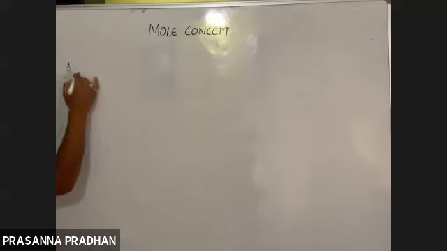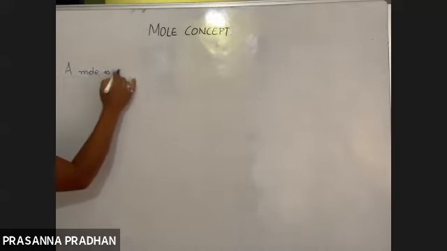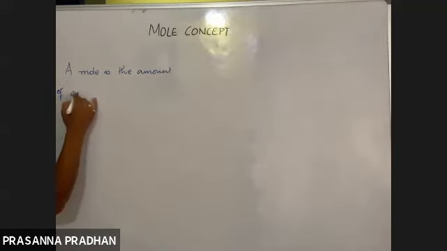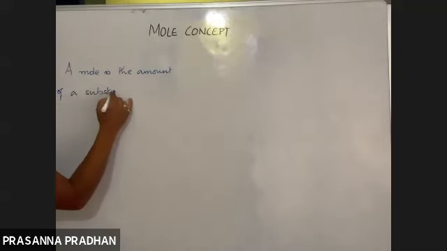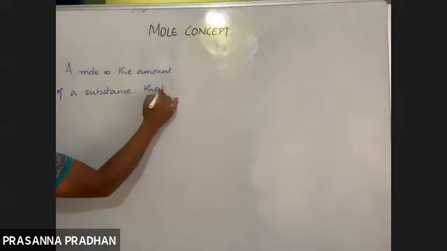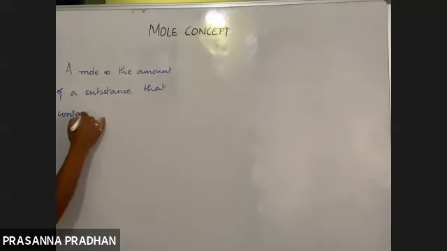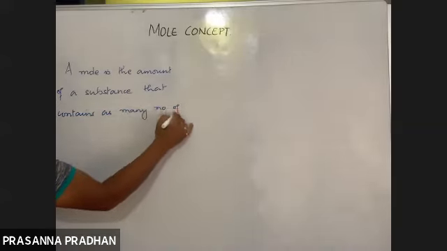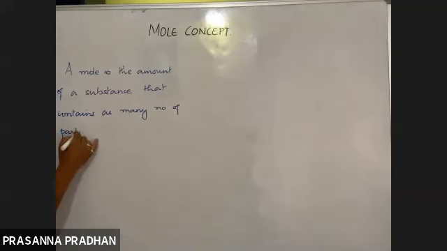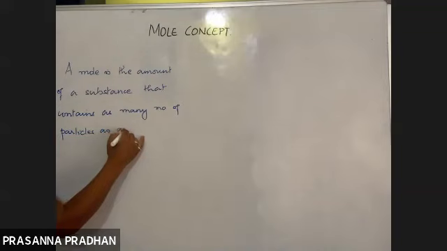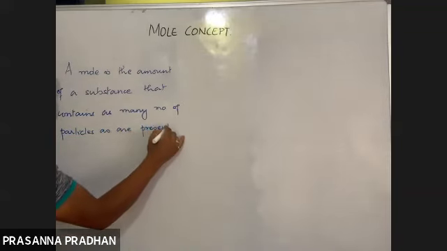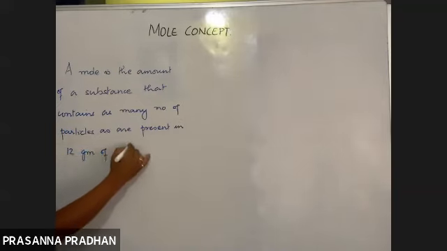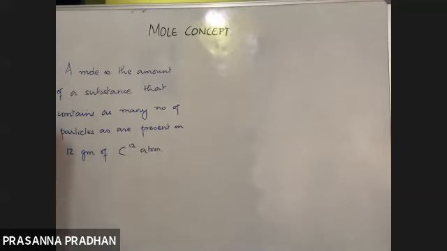A mole is the amount of a substance. A mole is defined as the amount of a substance that contains as many number of particles as are present in 12 gram of C12 atom. So this is one definition of a mole.